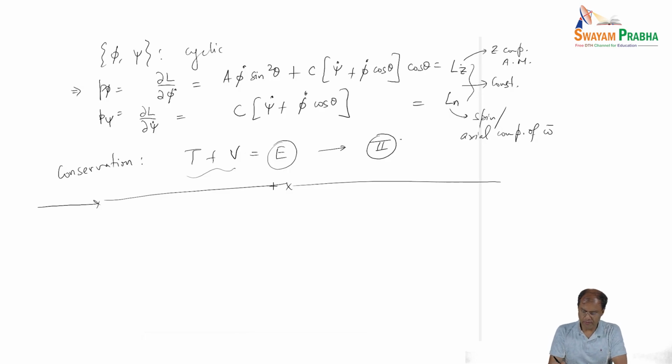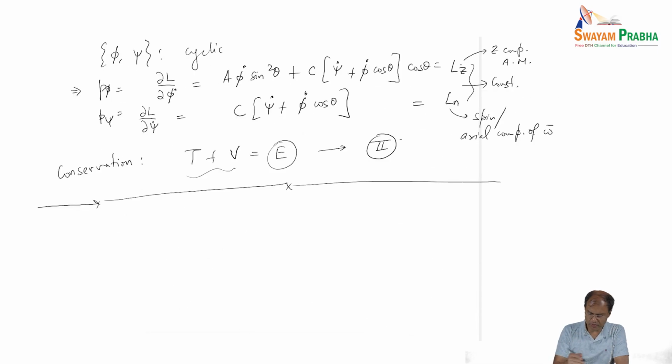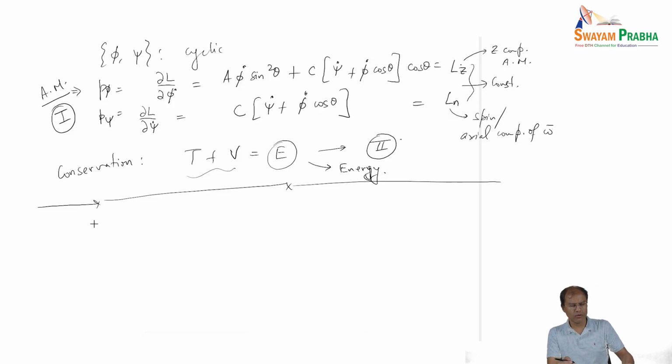So this is my equation 1, this conservation principle. I call these two equations, p phi equal to constant and p psi equal to constant, my equation 1. This is my conservation of angular momentum, and this is the conservation of energy, right? So we have three variables, psi, phi and theta, the three Euler angles. And now we can see there are three equations, or three conservation principles, and these three equations are sufficient to describe the motion of the top.